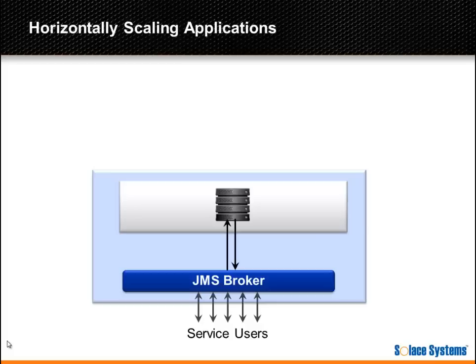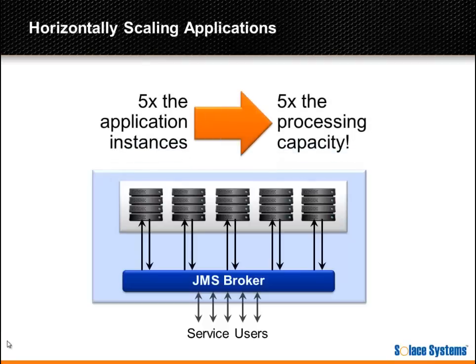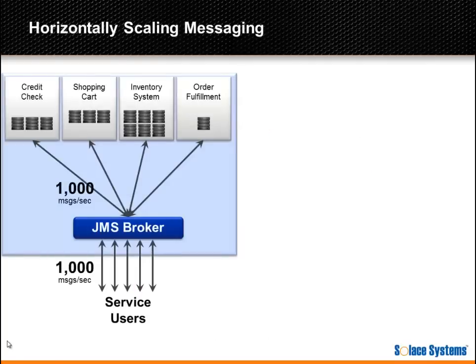When an application can't keep up with the number of requests it's getting, you can increase application capacity by adding a new instance. This scale-out approach is called horizontal scaling. Instances of applications run independently enough that you can increase performance linearly as you add more application instances. That means 5 times as many applications can process 5 times as many requests. But what happens when the rate of external requests exceeds the capacity of the JMS broker that connects users to those applications? That is the main topic of this video.